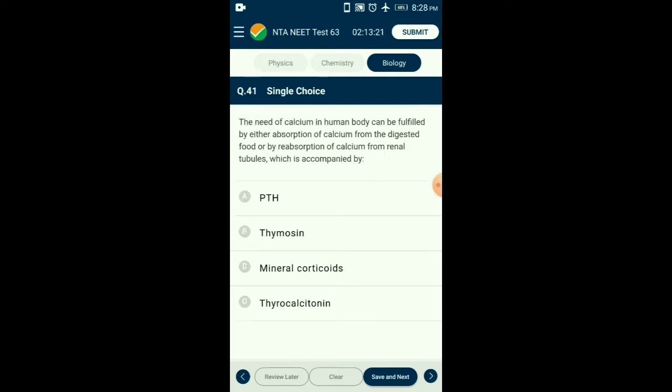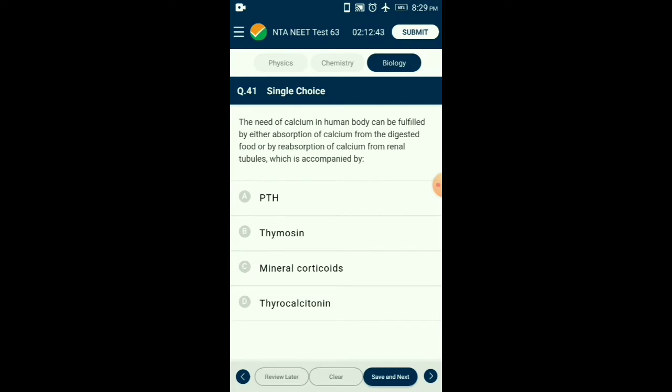Question number 41. The need of calcium in human body can be fulfilled by either absorption of calcium from the digested food or by reabsorption of calcium from renal tubules, which is accompanied by thymosin is produced by the thymus gland and triggers the creation of T cells, which are used by the immune system to fight disease. Mineralocorticoids are a class of steroid hormone that regulate salt and water balance and also help in promoting sodium and potassium transport.